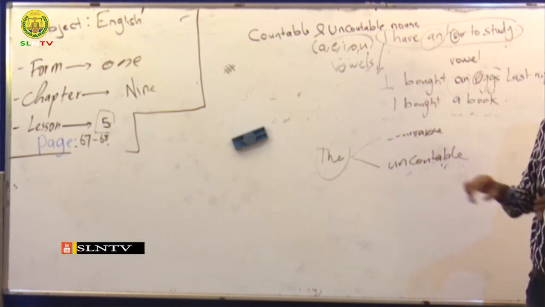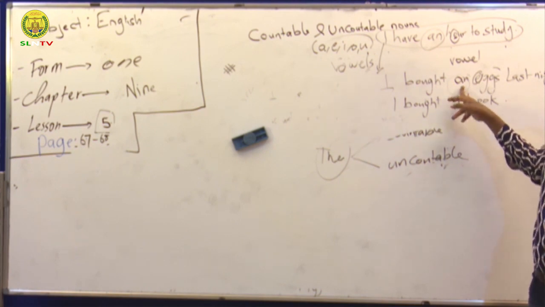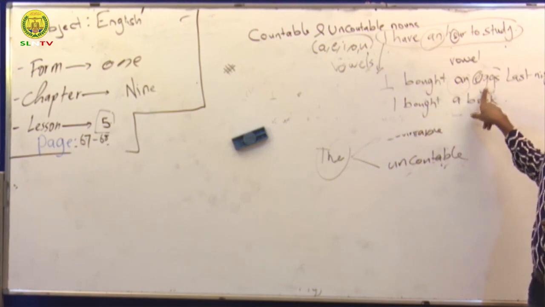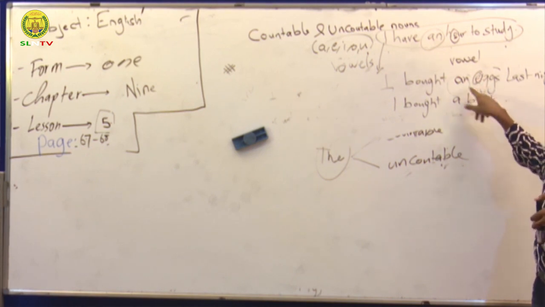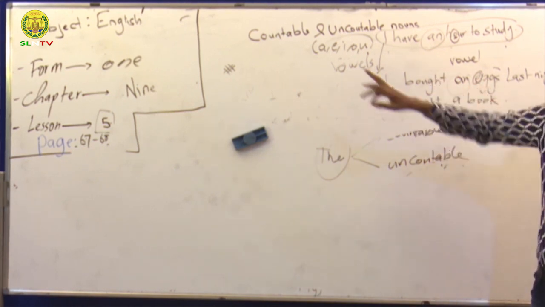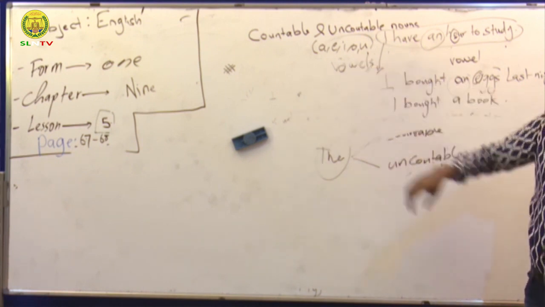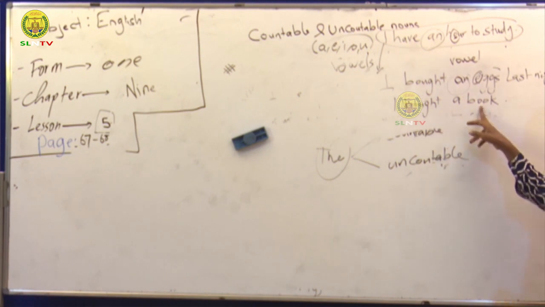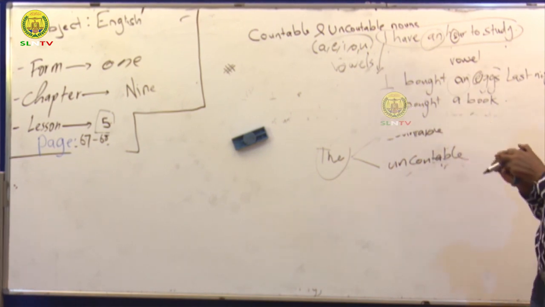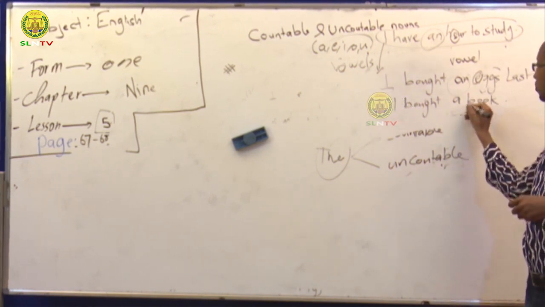So we use an because the noun after the article started with E, and E is one of these letters, and these letters are called vowels. But here I bought a book. B is a consonant.